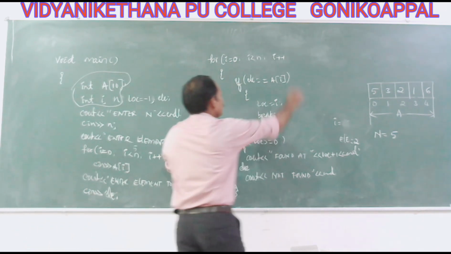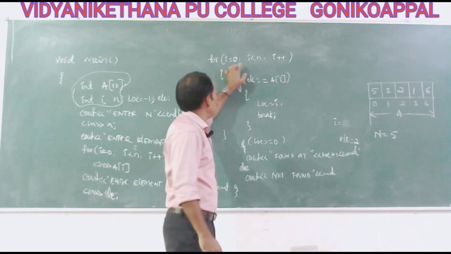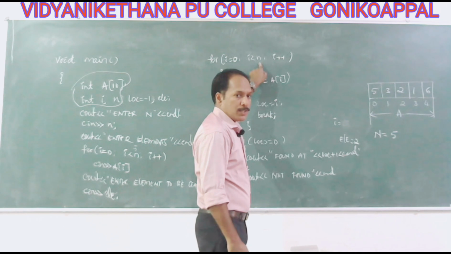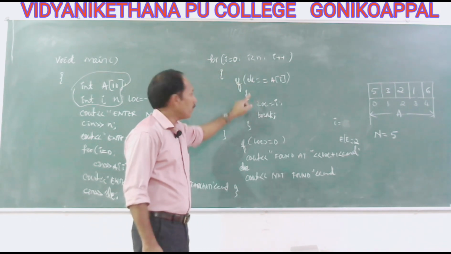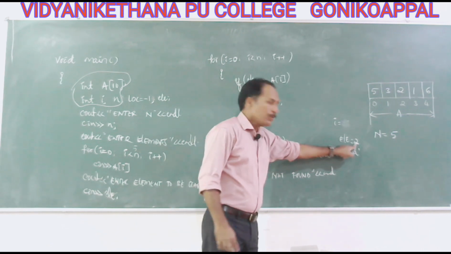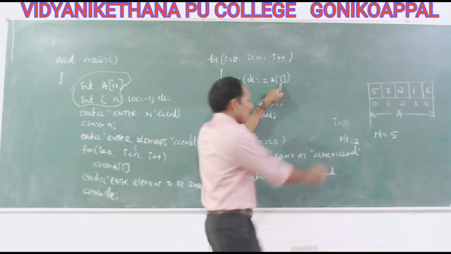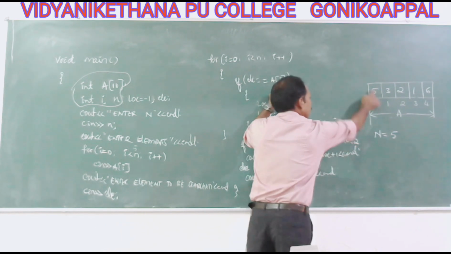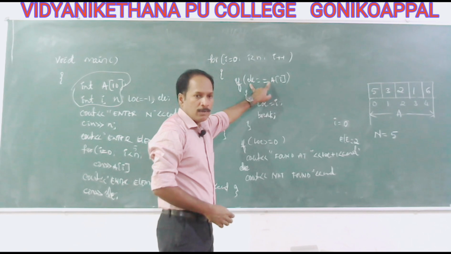So same procedure here. Follow I = 0, linear search one by one from beginning to end. 0 is less than n, so n is 5, 5 elements are there. So 0 is less than 5, repeat. The element you are looking for is 2. I is 0 now. What is A of 0? A of 0 is 5. 2 and 5 are same? No, they are not same.